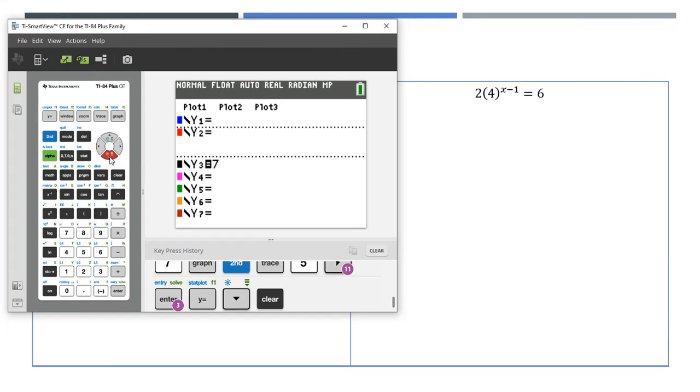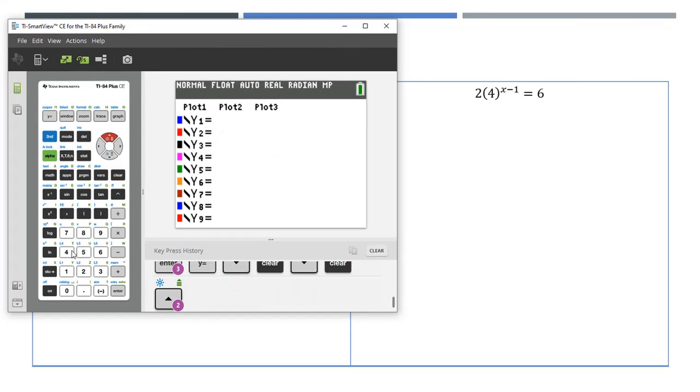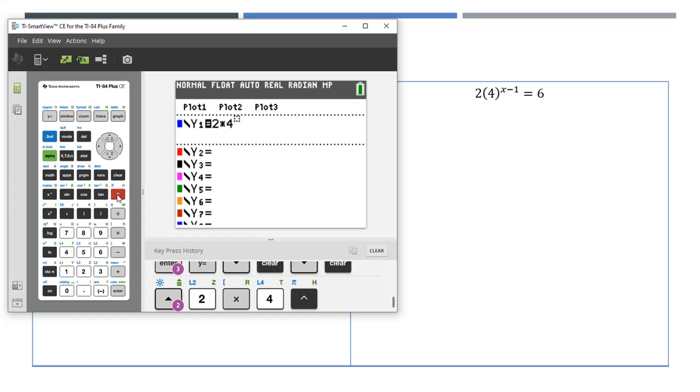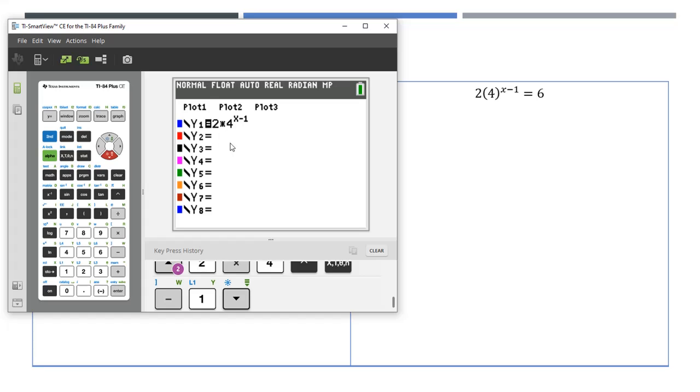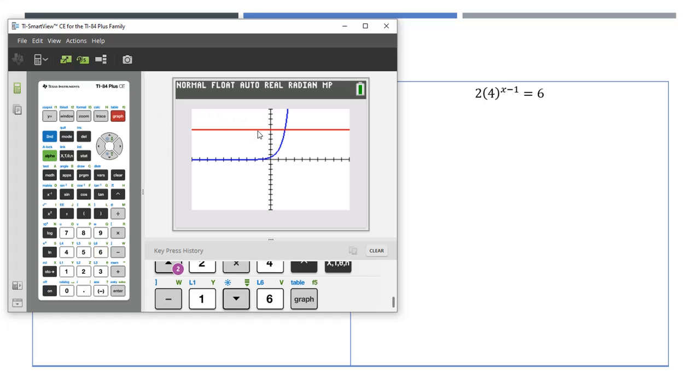Clear these out from the last question. So we have 2 times 4 to the power of x minus 1. Now if you're using a TI-83, you're going to have to put brackets on that x minus 1. And then for y2, we have just 6. So we're going to graph that.